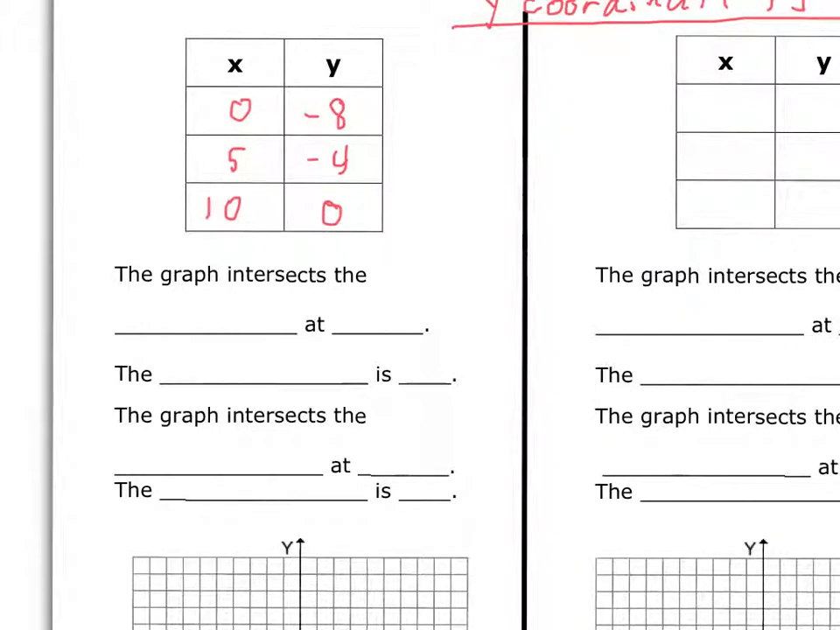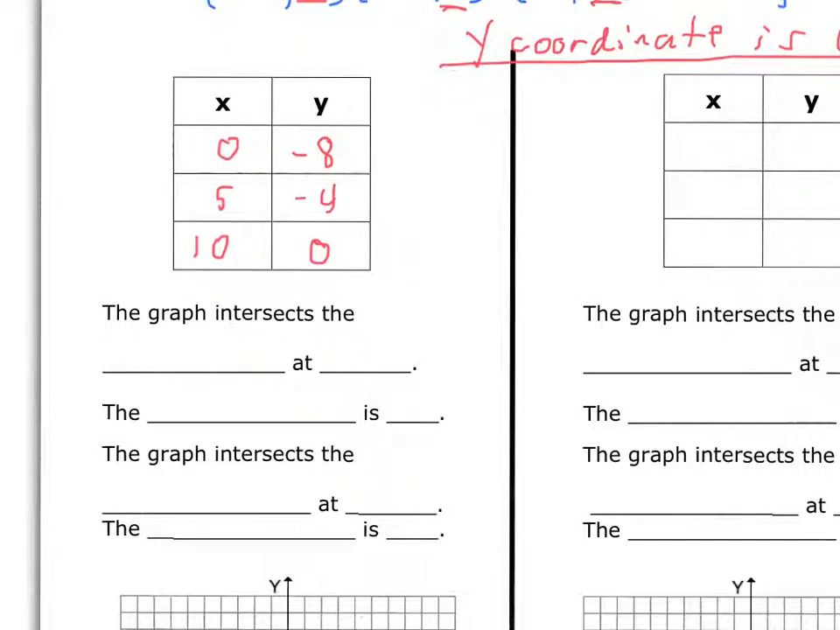Okay, so without even graphing, we can say the graph intersects the y-axis at 0, -8. We know that because to have a y-intercept, you have to have an x value that is 0. Okay, so since we know that the intercept is at 0, -8, the y-intercept, of course, is your y value of that coordinate, so it's -8.